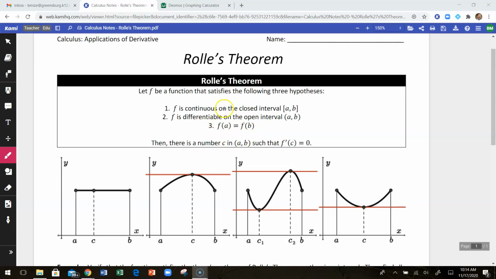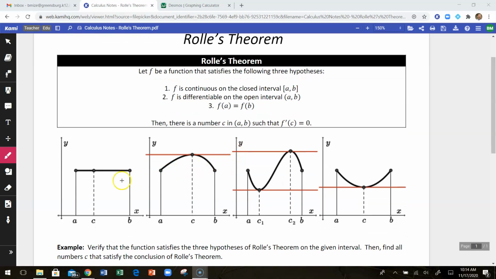If all three of those conditions are met, then it says there is a number c in the open interval from a to b. So there's some x value in between a and b such that f prime of c is equal to 0.